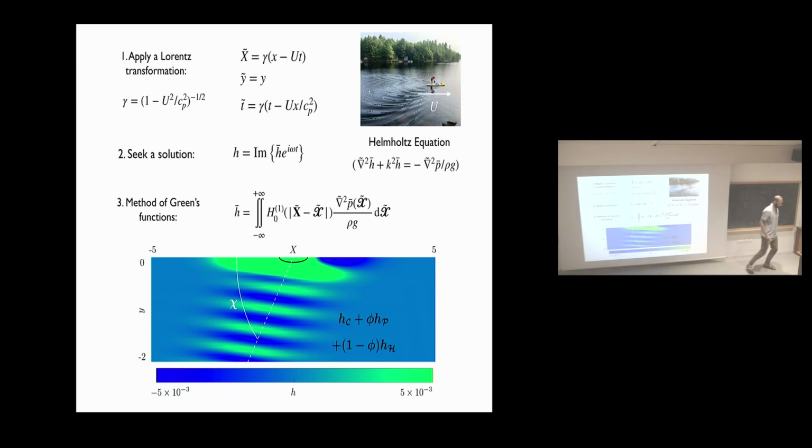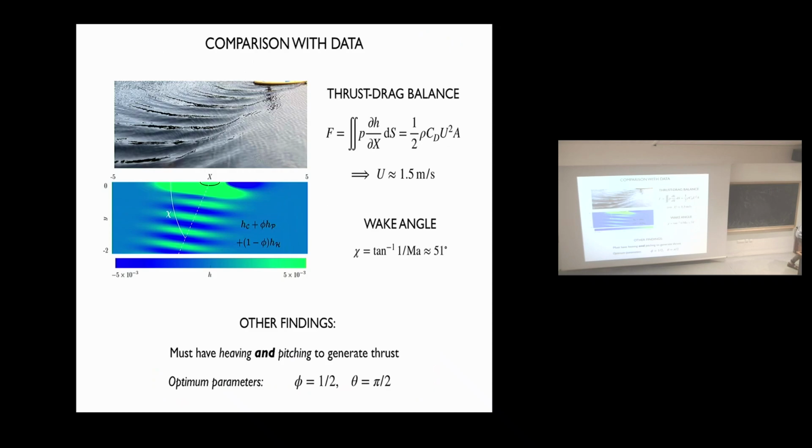So that's what the theory shows us, and just to compare with the data that we observed, you can trace out the Mach angle from photographs, and you can calculate the Mach angle theoretically, and they're roughly the same. They're both about 50 degrees. So that's reassuring.